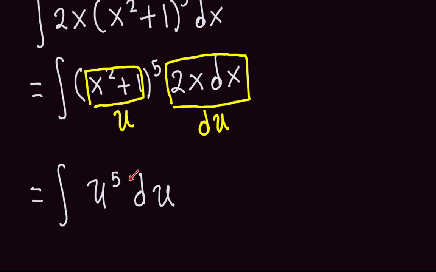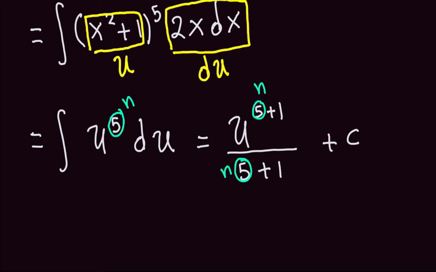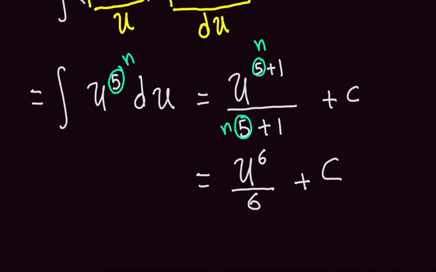And we know how to compute the integral of powers, the antiderivative. You take u to the exponent, which in this case is 5, plus 1, over 5 plus 1, plus the constant c. In this particular case, 5 is the value of n. So that is the power rule for integrals. If I simplify that, I'm going to get u to the 6th power divided by 6, plus the constant of integration.